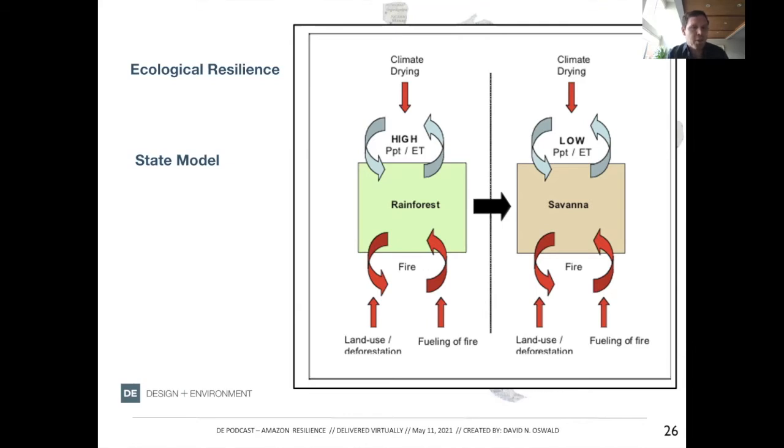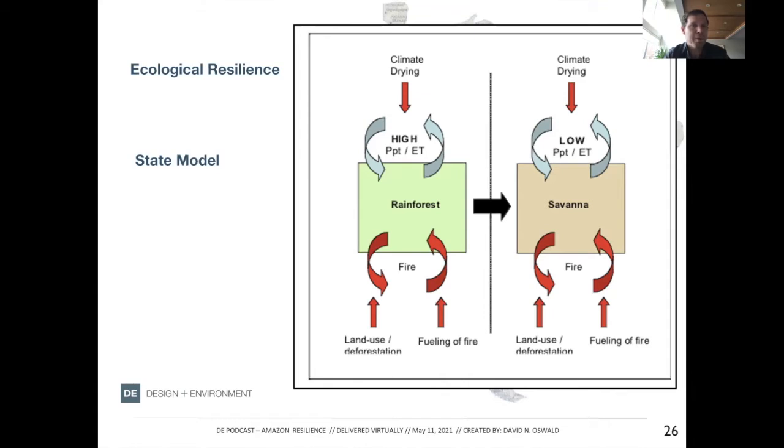According to their model. So I looked at this and said, okay, well, what are the things at work? It's not just the atmosphere that's working on this, it's the intrinsic functioning of the coupling process, and then also some on-the-ground processes like fire, land use change, and the fueling of fire. So land use and deforestation is one thing that's contributing to the degradation of forests.